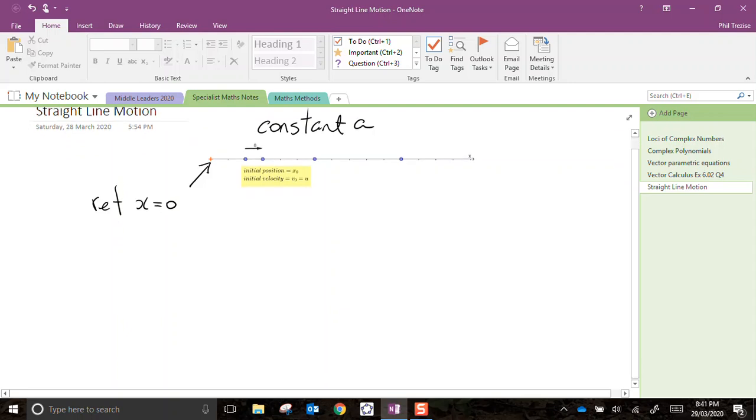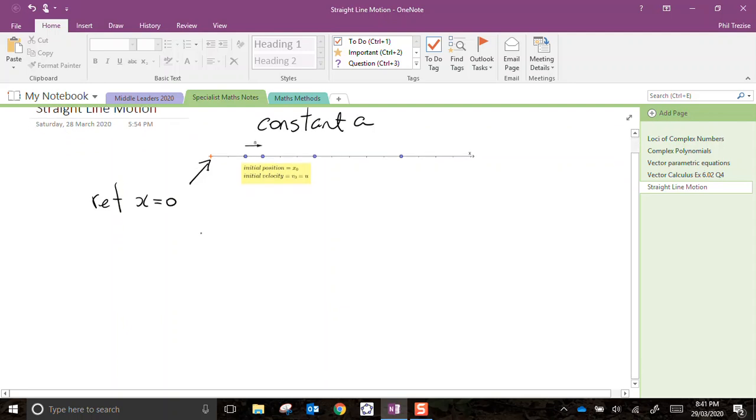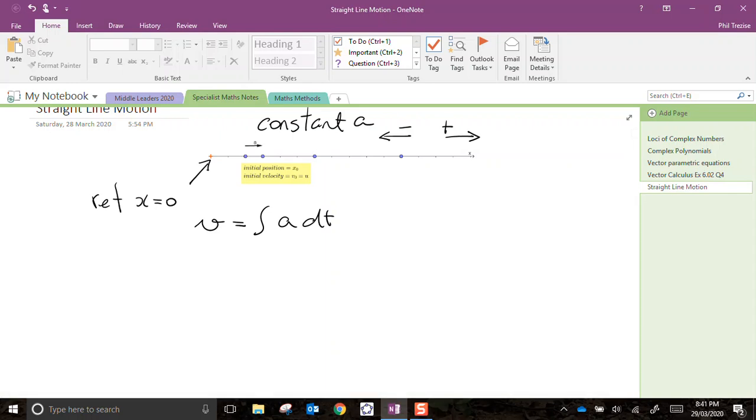Now, how do we start? Well, we start from constant acceleration. Now, we know, of course, that velocity is the integral of a dt. One other thing I should mention, because it's straight line, we won't be worrying about i and j components for vectors. So velocity is a vector, acceleration is a vector, and we'll simply indicate direction by using positive values for moving to the right and negative values moving to the left, just as we would on an x-axis.